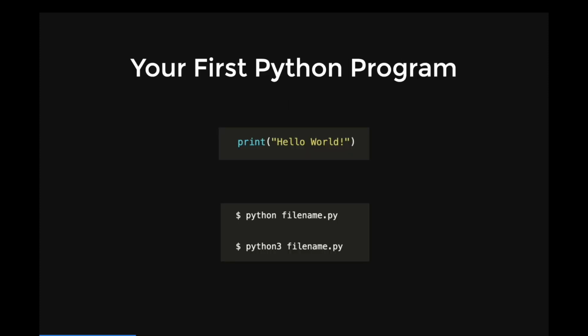Third step, running your first Python program. Now that you have Python installed and a text editor or IDE set up, let's write and run your first Python program. Open your text editor or IDE and create a new file with a .py extension. You can start with a simple hello world program like this here, print hello world.